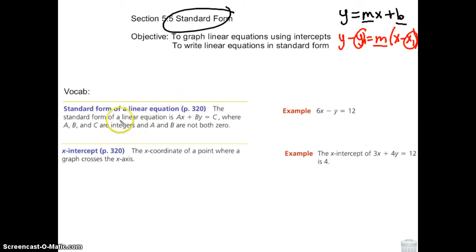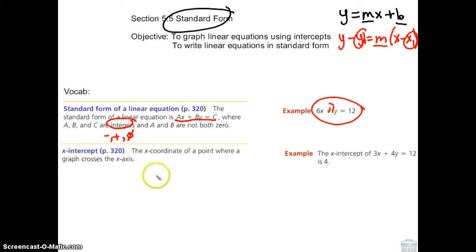Standard form of a linear equation is ax plus by equals c, where a, b, and c are integers. That means a negative, positive number, or zero. There are no decimals, no fractions, and a and b are not both zero. So a and b cannot both be zero. So for instance, notice 6 is our a. There's a 1 right here, so negative 1 is our b, and 12 is our c.